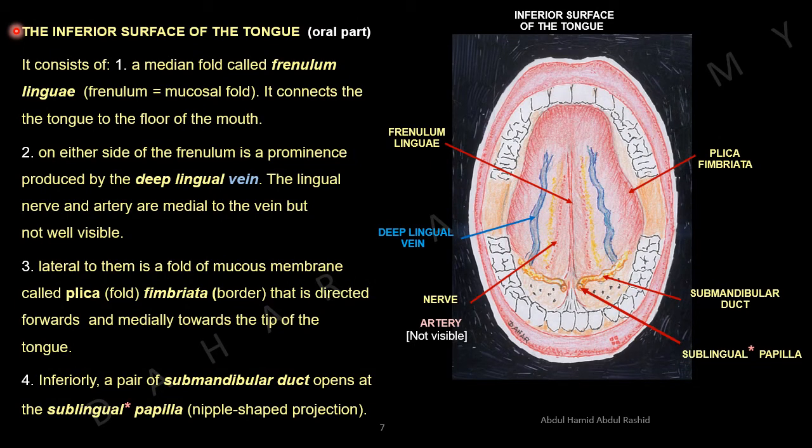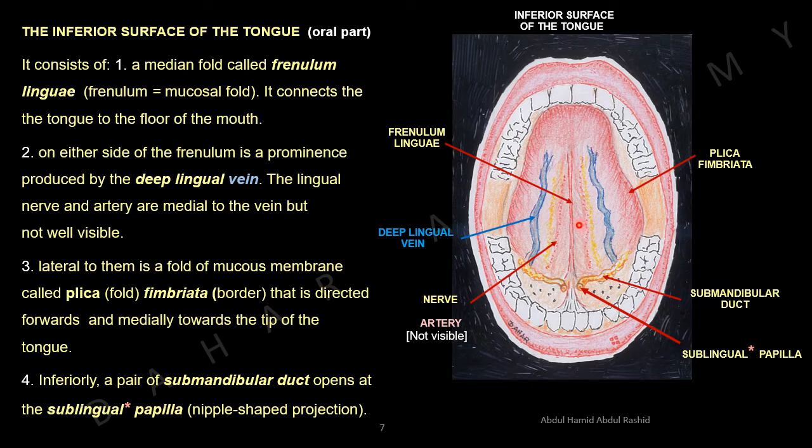The inferior surface of the tongue, oral part. This is the diagram. The mouth is open, showing the inferior surface of the tongue and the floor of the mouth. The inferior surface of the tongue consists of, number one, a median fold called the frenulum linguae. Frenulum means mucosal fold. The frenulum linguae connects the inferior surface of the tongue to the floor of the mouth.